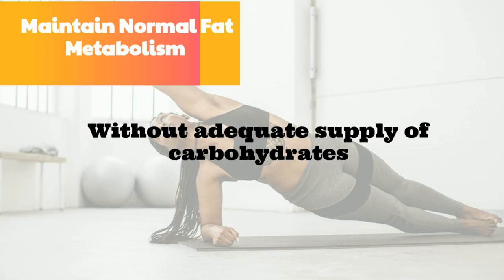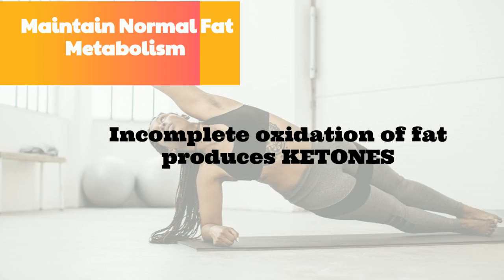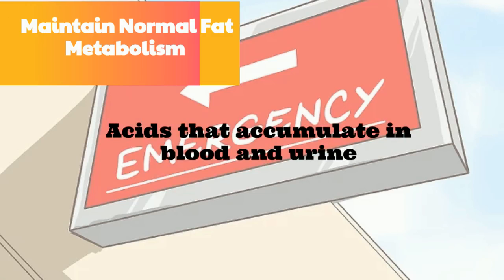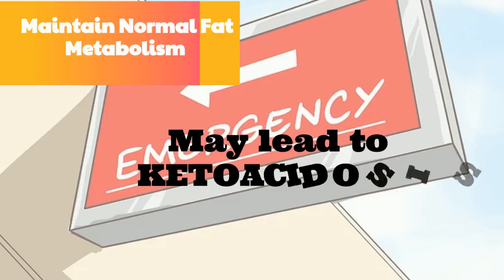Without an adequate supply of carbohydrates, such is the case in certain diets, fat is metabolized or broken down to meet energy requirements. Incomplete oxidation of fat produces ketones. Ketones are acids that accumulate in the blood and urine. It may lead to a dangerous condition called ketoacidosis.